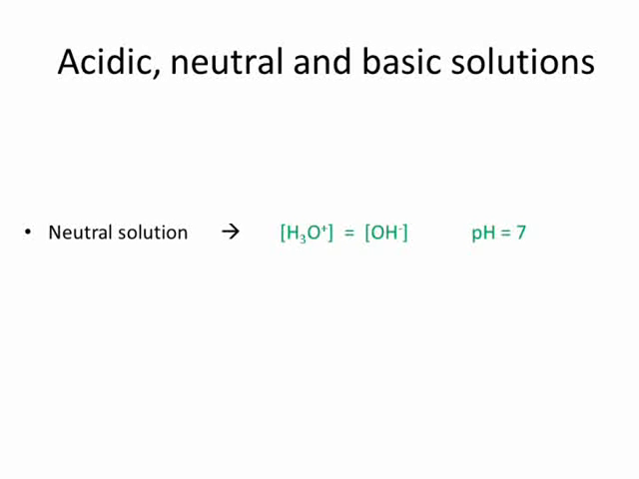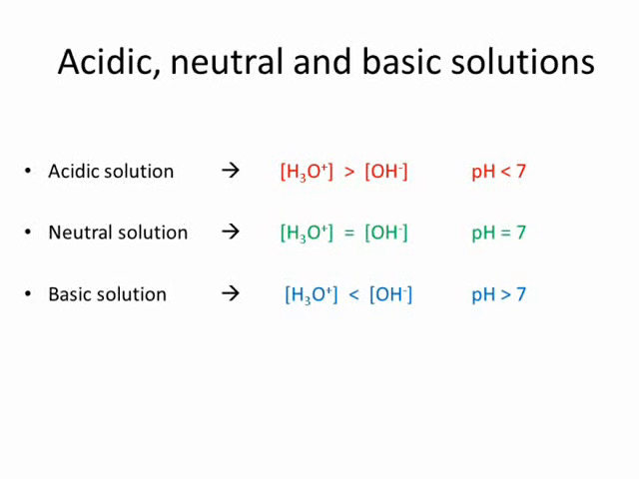We've already talked about this in junior levels. And in an acidic solution, we're going to have more hydronium ions in solution than we are hydroxide, so the pH is going to be less than 7. And in a basic solution, we'll have more hydroxide ions than hydronium ions, and our pH will be greater than 7.